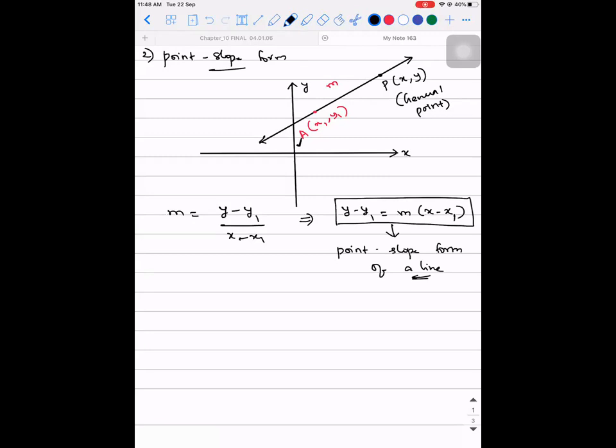Is it clear? Yes, sir. So the equation y minus y1 is equal to m into x minus x1 is called the point slope form of a line. So write it down. Whichever is given alone, I have marked it in red. Shall I move on?